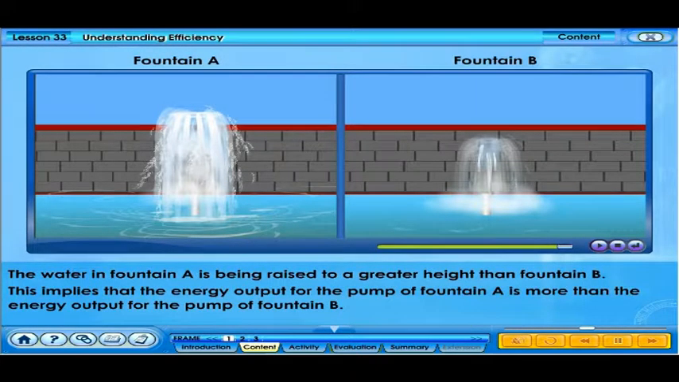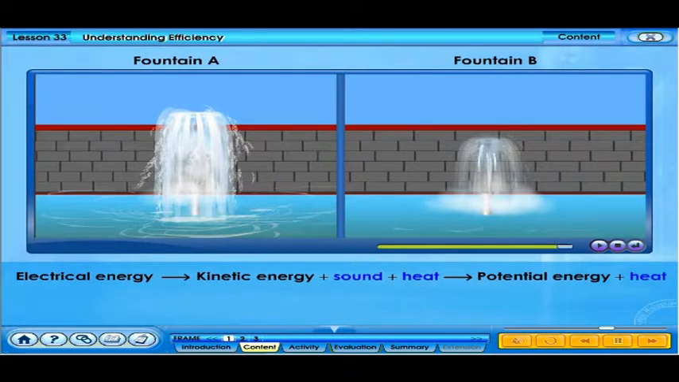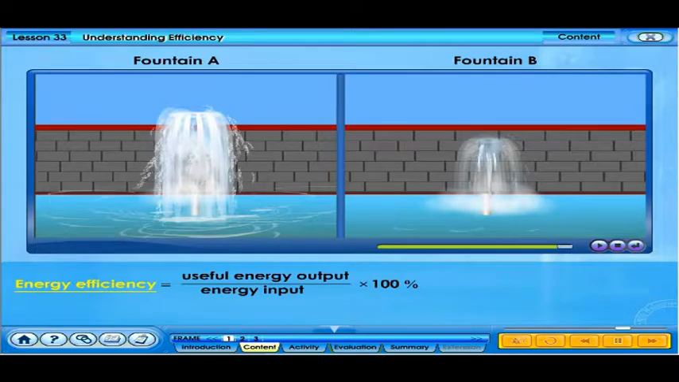This implies that the energy output for the pump of fountain A is more than the energy output for the pump of fountain B. From this, we can conclude that the pump of fountain A is more efficient than the pump of fountain B. Note that in the process of energy transferred from electrical energy to kinetic energy, some energy losses happen in the form of heat and sound. Efficiency is defined as the ratio of the useful energy output to the total energy supplied, times 100%.